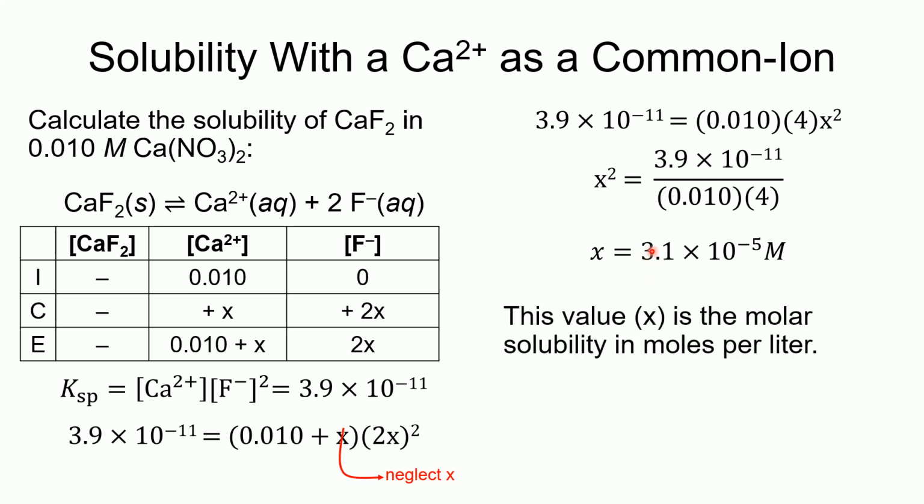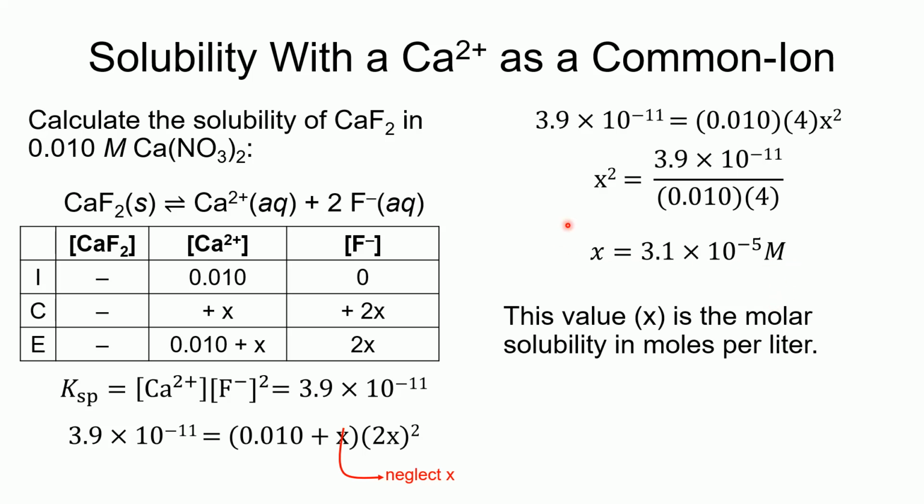Again, x is the molar solubility. So our molar solubility went from 2.1 times 10 to the negative 4 down to 3.1 times 10 to the negative 5. That is the common ion effect. It decreased the solubility of our weak electrolyte by having a strong electrolyte with an ion in common.